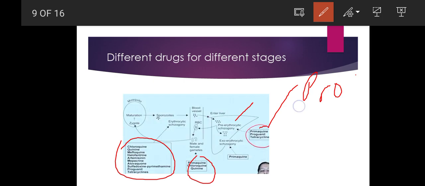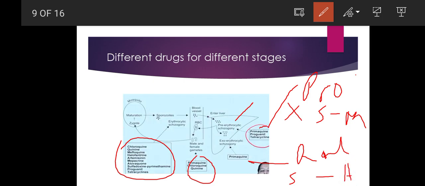So they will stop conversion of sporozoids to merozoids in the liver. So prophylaxis will act at the level of the liver. Now we have drugs that will act at the exoerythrocytic phase. We call them radical cure, which will inhibit the conversion of sporozoids to hypnozoids in the liver and prevent relapses. Now we also have curative cure.